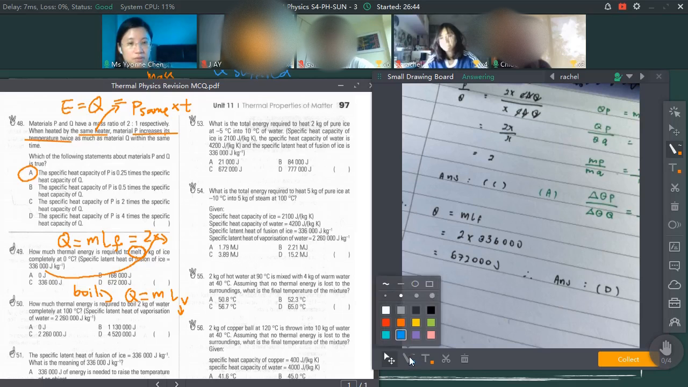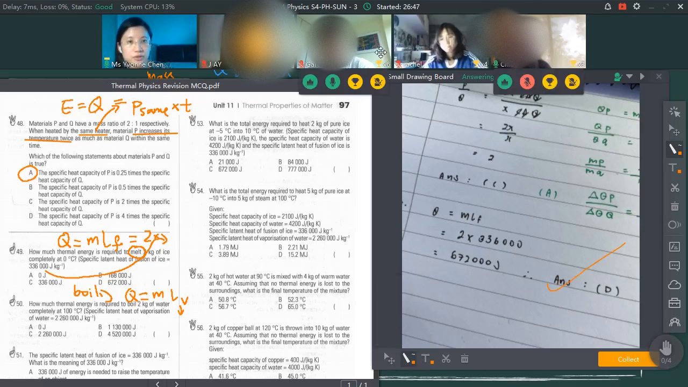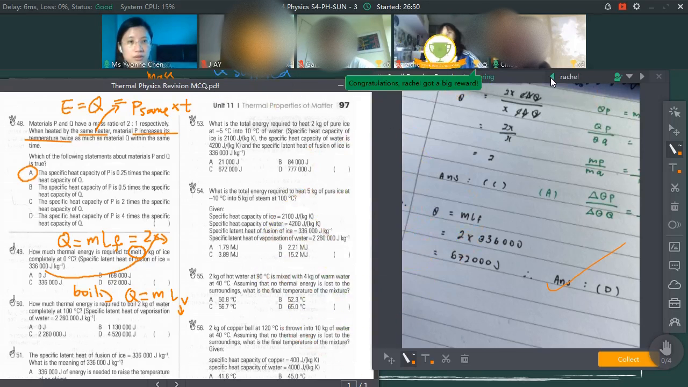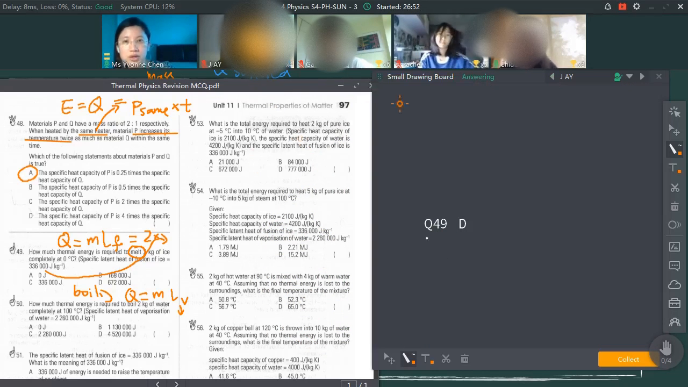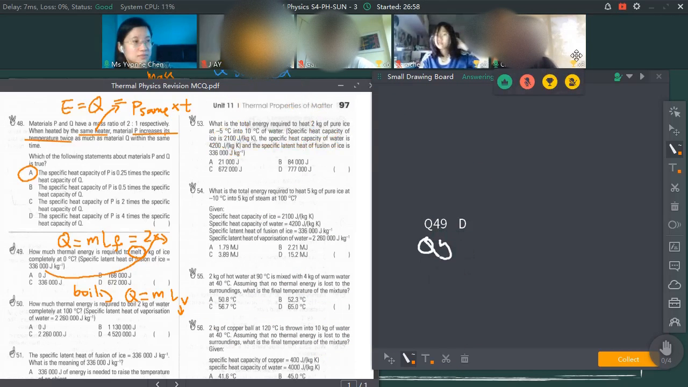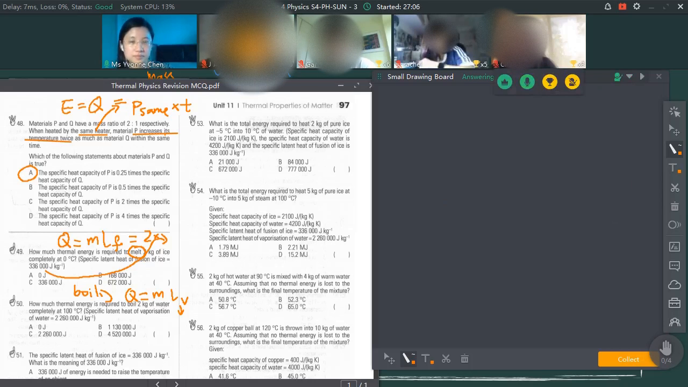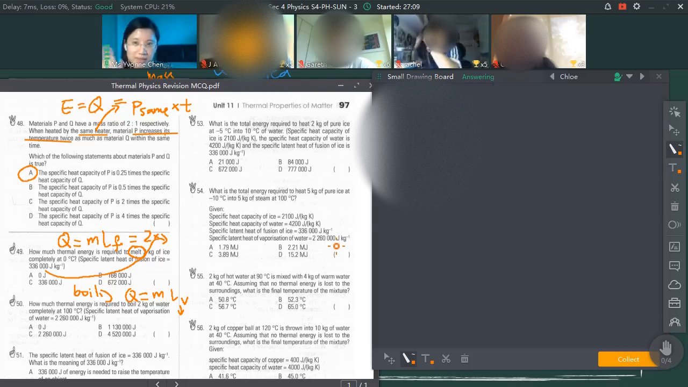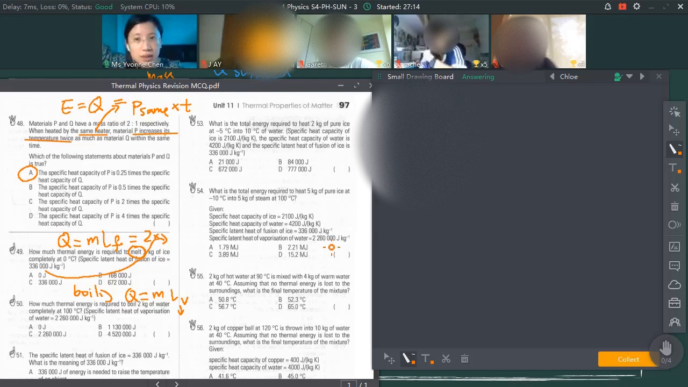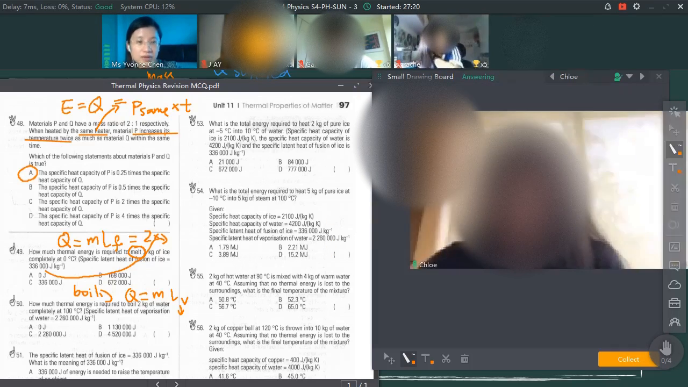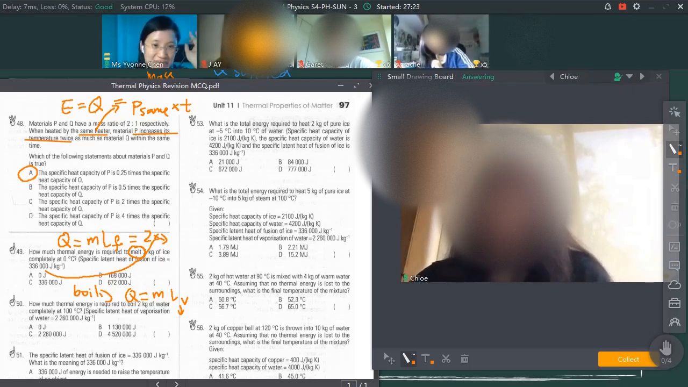Okay, Rachel did a good job. Trophy for Rachel. Jonathan did a good job. We just do the 11 MCQ questions and revision for thermophysics, then we'll continue with electricity questions. Chloe, if you have any question, you can raise your hand.